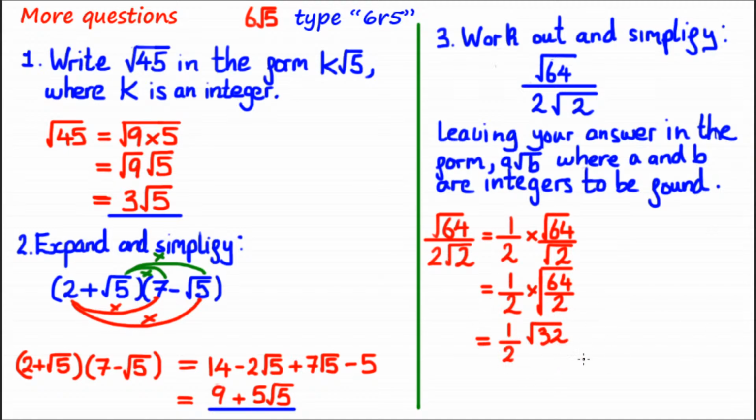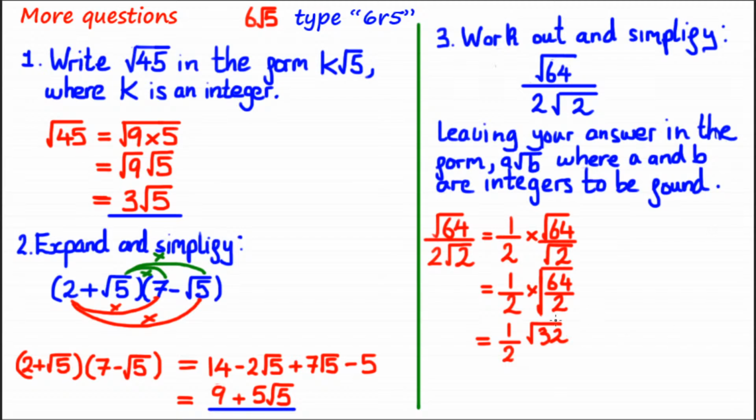Now, at this stage, we've found another way to rewrite this expression, but it's not in the form that they've asked. They've asked in the form a root b, where a and b are integers. And yes, 32 is an integer, but a half is not an integer. Half is a fraction or a rational. So it suggests that we need to further simplify this and see if we get cancelling, so that we actually get an integer out front.